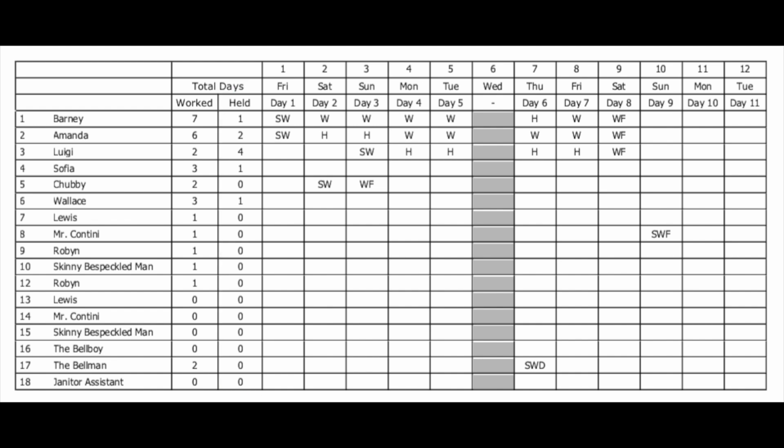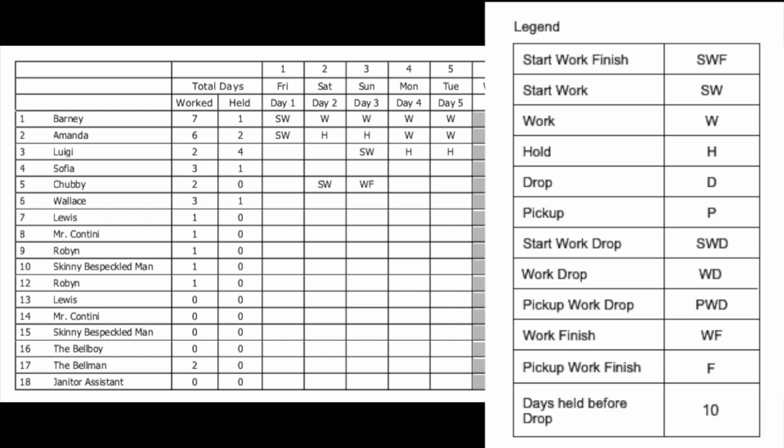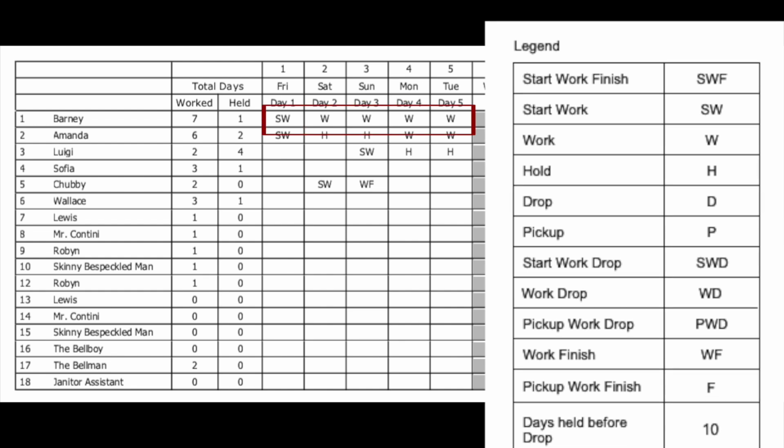The days for the shooting schedule begin here with day 1. The abbreviation SW stands for start work. The next day here, for this cast member, is a W, which stands for work. So these 4 days are all work days. This tells you that Barney is scheduled for the first 5 days of production.